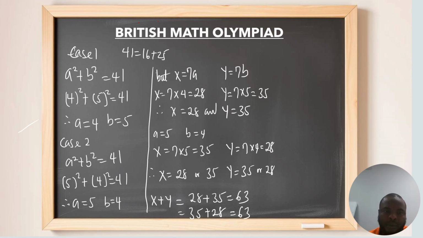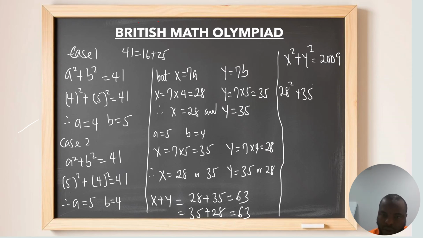63. And if you go back to the question, maybe you want to confirm that x squared plus y squared equals 2009. If you plug in the value of x, which is 28 squared, plus 35 squared, you can confirm that this is equivalent to 2009. So this is the end of the proof.